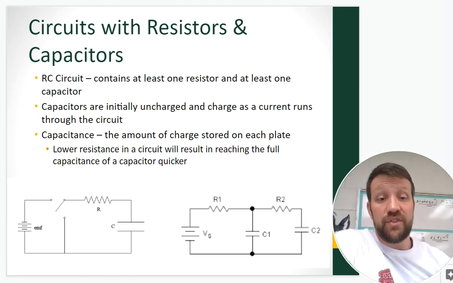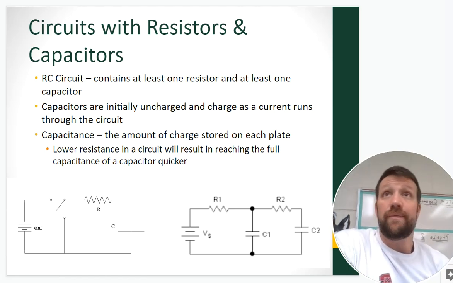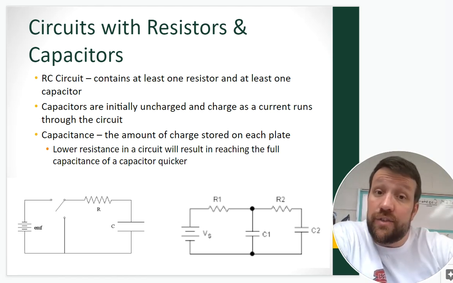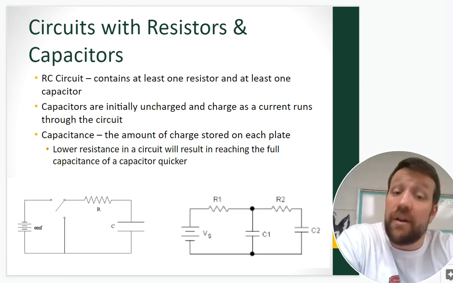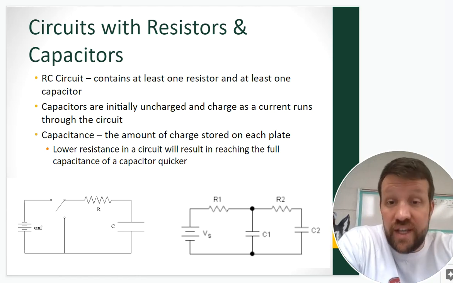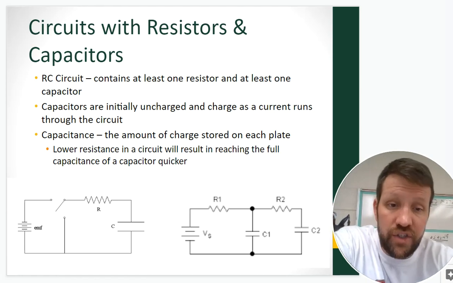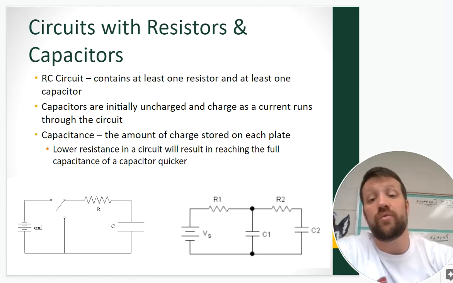So, an RC circuit is a resistor and capacitor circuit. It contains at least one resistor and at least one capacitor. I've referred to DC and RC circuits so far. DC is just going to be a direct current circuit, okay, where we've got a battery source. And then RC is going to be as soon as we add a capacitor into that. They're initially uncharged, and they will charge as a current runs through the circuit.